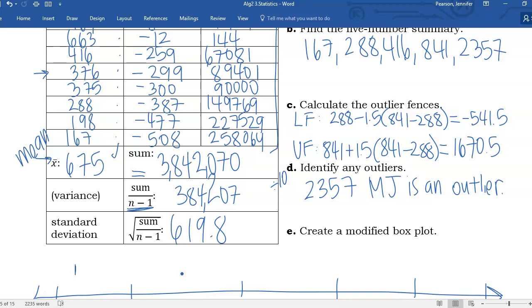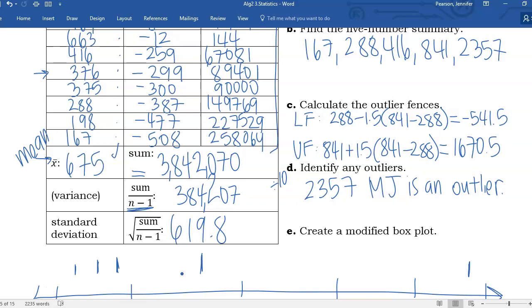My lower quartile was 288. That's like here. My median was at 416. I know this line is 500, so I still haven't even hit the 500 line yet. Let's go 400 right about there. My upper quartile is at 841. It's going to be higher than 750, so maybe right about there. And my maximum was at 2357. That was 2000, so way up there.